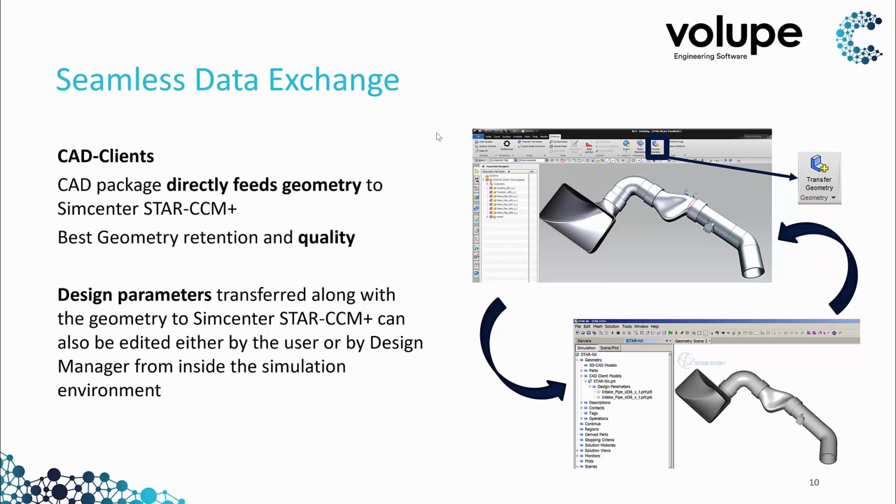And the other way around, Star has access to all the design parameters to update the geometry in your NX environment. So this is very important when it comes to automated design exploration. You always have the most accurate and most updated geometry in your system.